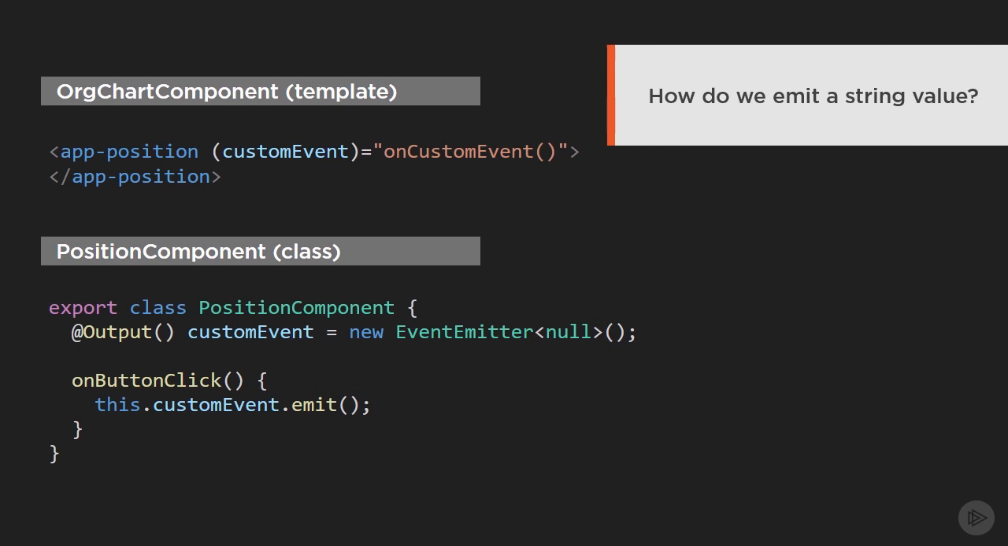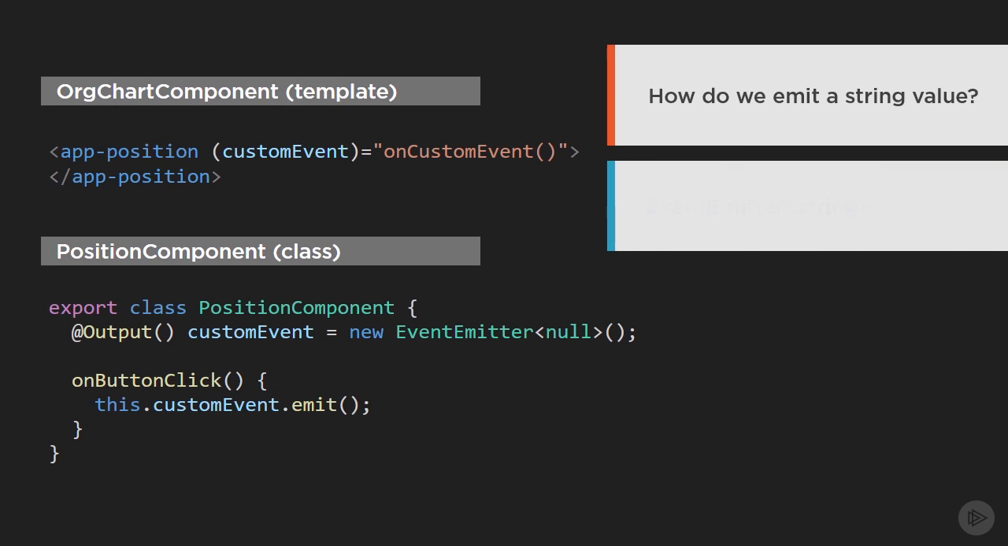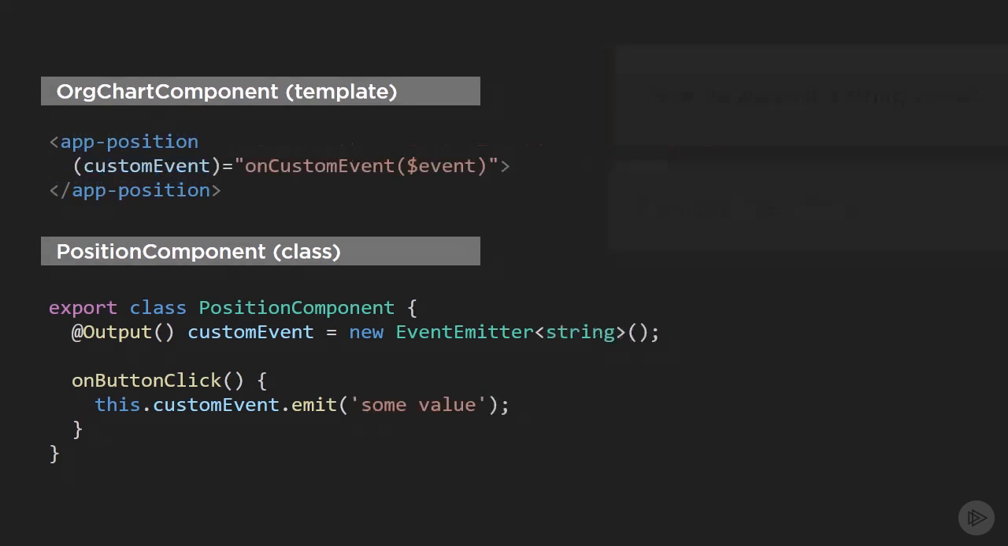How do we emit a string value? We set up the event emitter to take a string generic parameter. And let's see that. We're setting customEvent equal to a new EventEmitter of string. And then when we call customEvent.emit, we pass it whatever string value we want to emit. And another important part of this is that in our app-position component up here, we get access to that string in the built-in $event variable. So we call onCustomEvent, passing it $event.